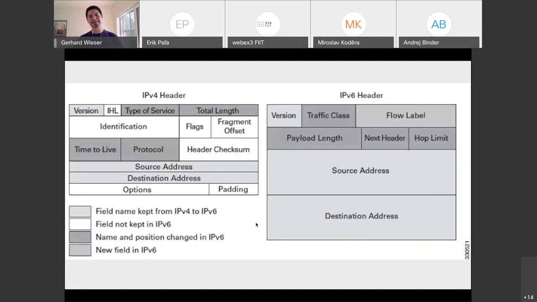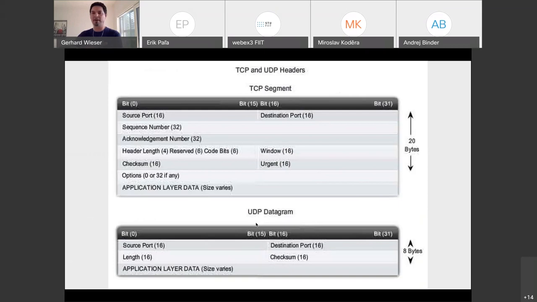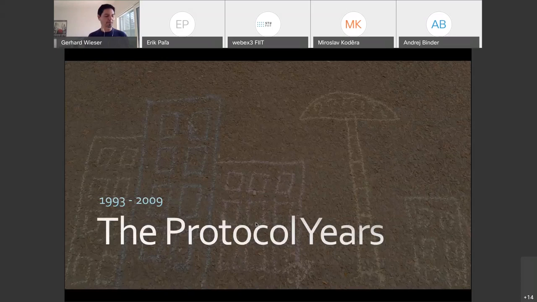Slowly we are moving to V6, but V4 will be with us for many, many years to come. All right, TCP, UDP. You have, I think, many more opportunities to learn about these protocols, test them out, run Wireshark, which, by the way, you should do anyway. Use Wireshark often and extensively. It's awesome. All right, so that concludes the first part.